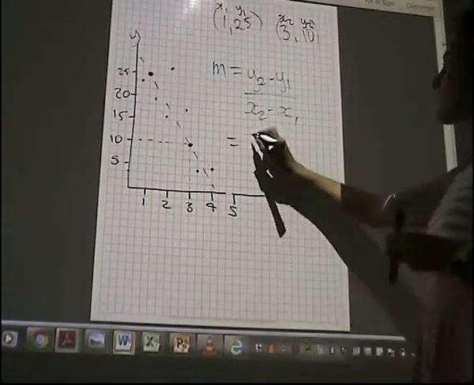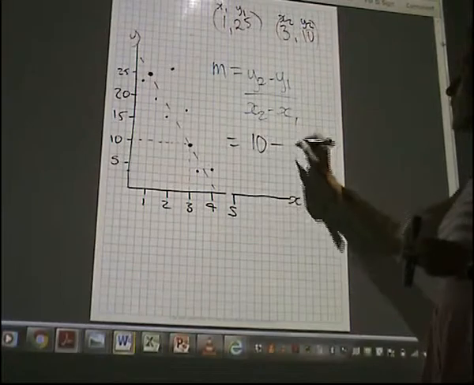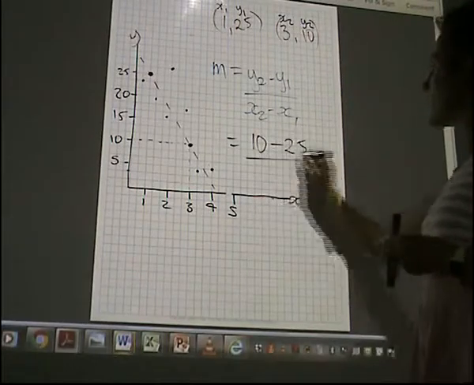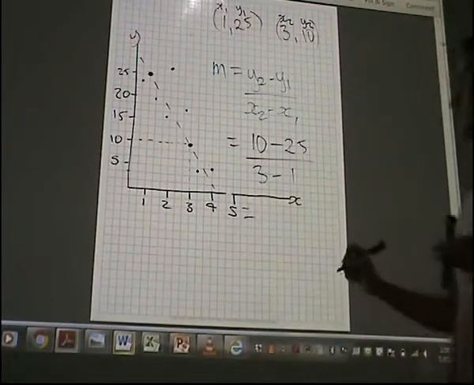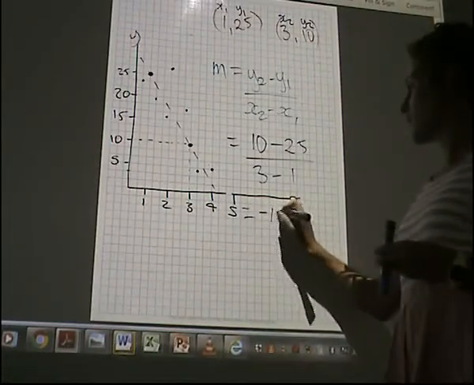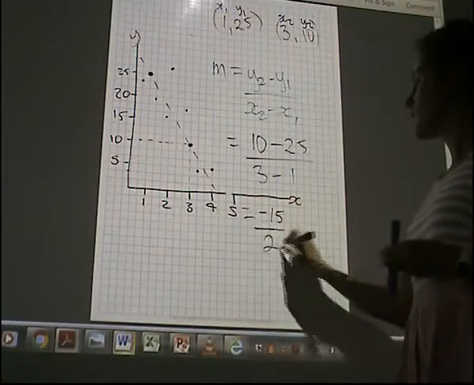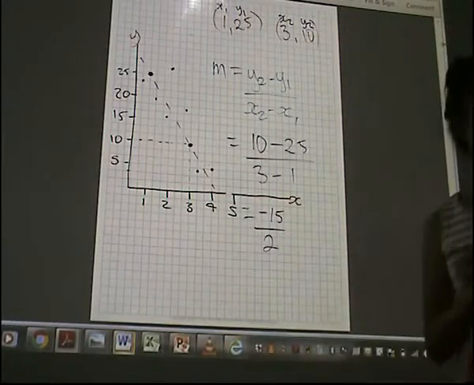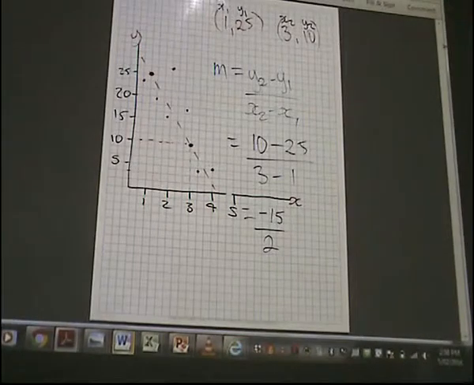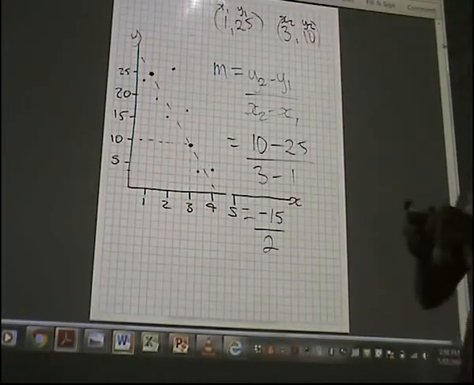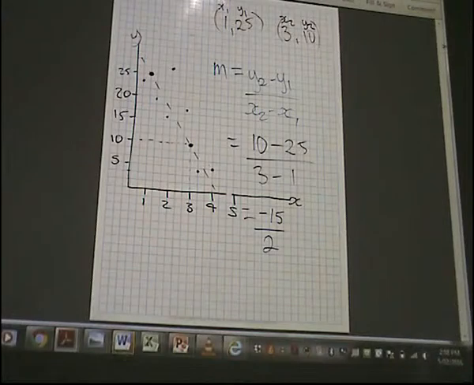Alright, so what have we got? Oh, we are awesome. 10 take 25 over 2. Yep, and we can leave that as a fraction. Or you can simplify it. Yeah, just believe in negative. Alright, what would we do next? Find C. Yes, good. We'll do that in a different colour. We're going to find C.